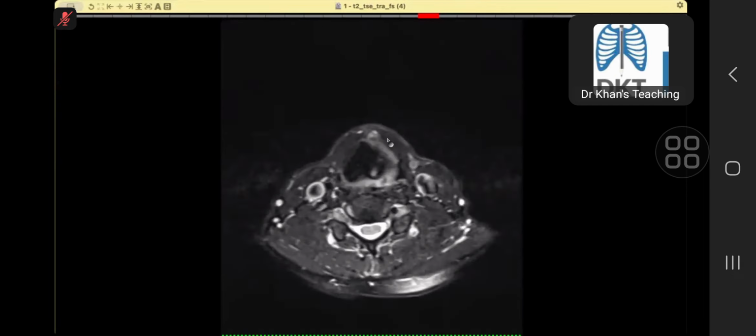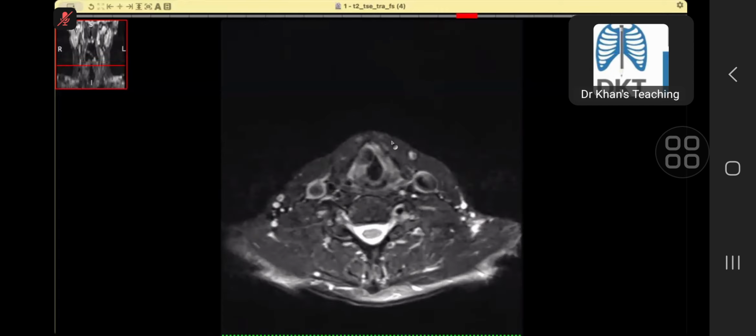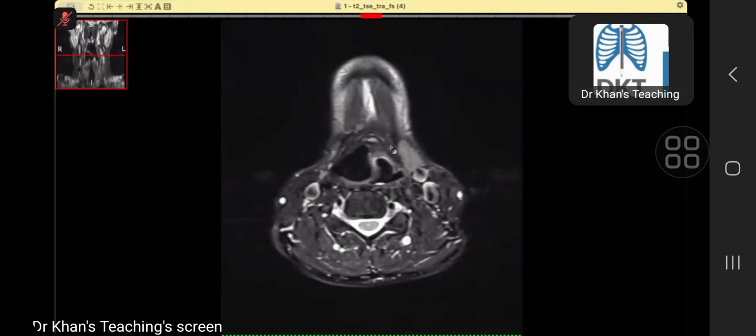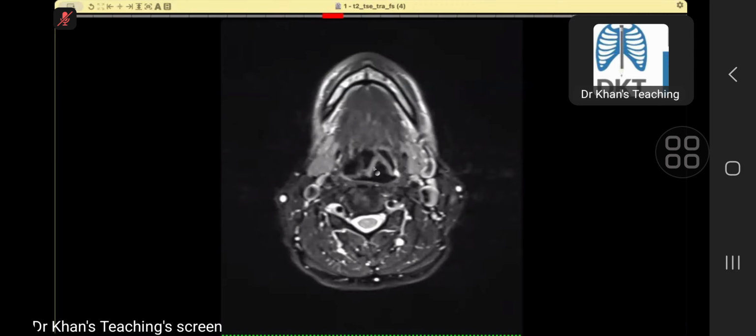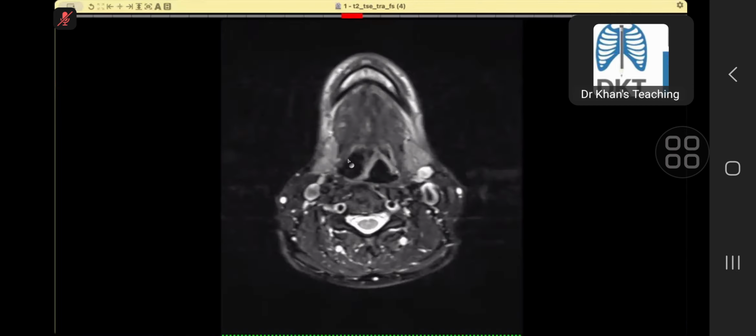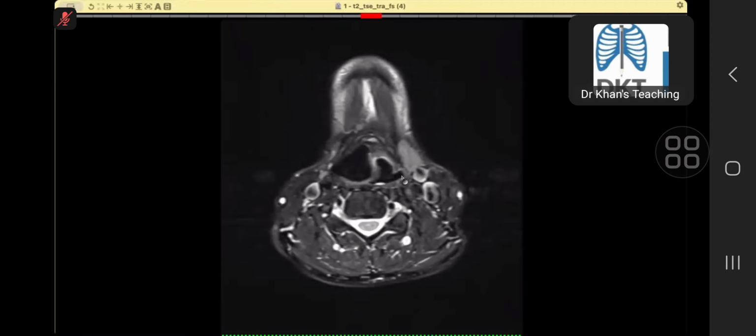Now, if we go superiorly, so here is the tongue. Now, as we are going inferiorly, this is the epiglottis. And you can see that the superior-most portion is going all the way to the commencement of the supraglottic larynx. So it is all displacing it laterally. This is the piriform sinus on the contralateral side. Here the piriform sinus is compressed.